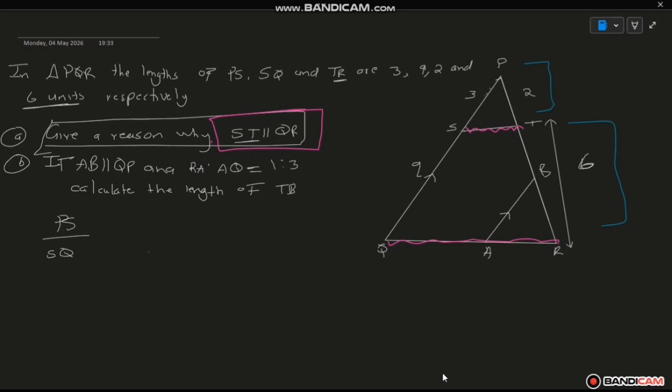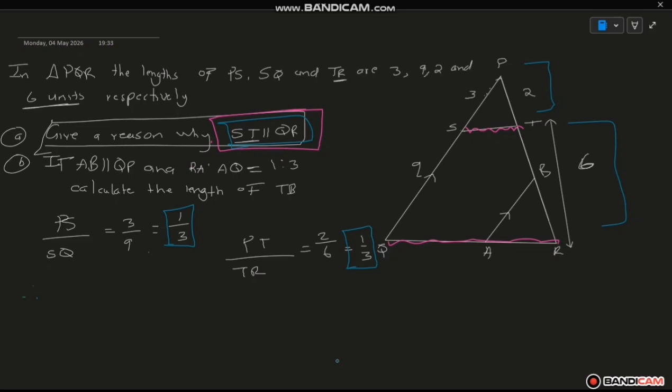So what is it that you're going to do now? PS is 3, then SQ we know that it's 9. So this is 1 over 3. So if we solve for PT over TR and it gives us 1 over 3, it means that ST and QR are parallel. Then PT over TR, we know that PT is 2 and TR is 6, and this is 1 over 3. And if you compare these answers, we have 1 over 3 and we do have 1 over 3. It means that ST is parallel to QR.